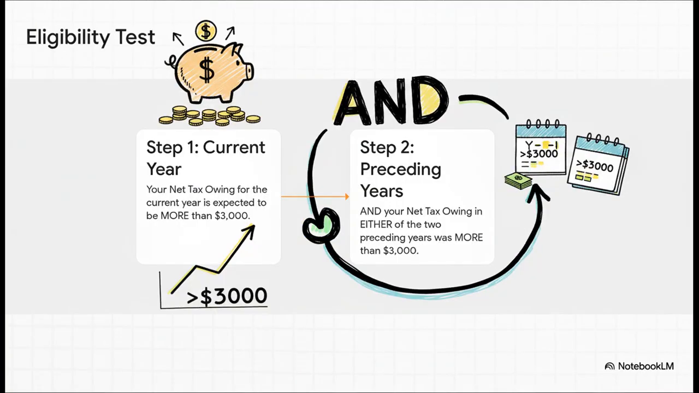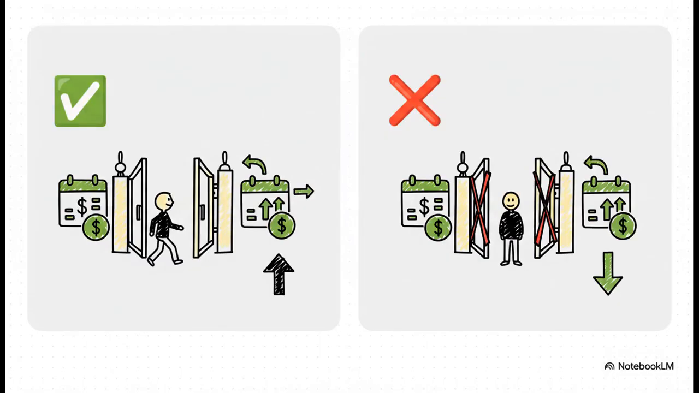Okay, here's the absolute key. Both of these conditions have to be met. It's not an either-or deal. Your estimate for this year has to be over that $3,000 mark, and your actual net tax owing from either last year or the year before also had to be over $3,000. Both things have to be true. This chart makes it super clear.